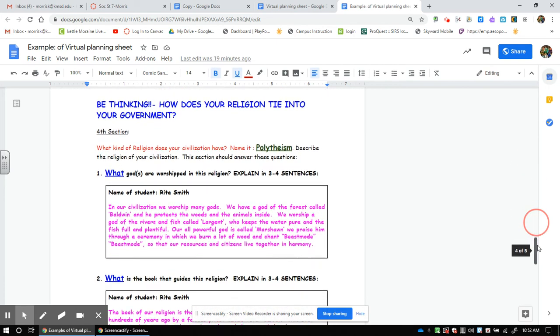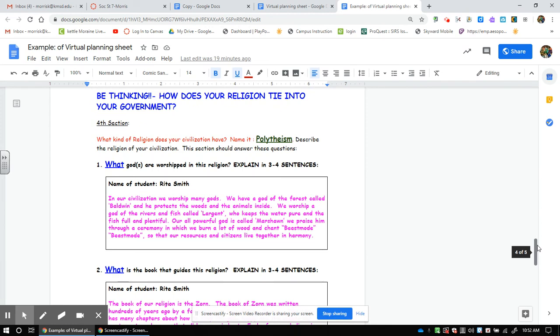And then down here, finally, how does the religion tie into our government? Well, this time you don't have to worry about talking specifically about Christianity, Islam, or Buddhism. You can talk about either polytheism, a lot of gods, or a single god. I chose polytheism right here. And then Rita, pretending that Rita wrote this, I talked about how we worship many gods. Polytheism means many, monotheism meaning one. And then I went through and talked about the different types of gods using the names of some Seahawks.